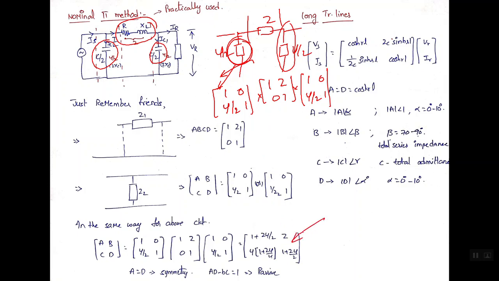Okay, if you multiply this you will get the ABCD parameters. In the exams they will ask, in case of the nominal pi method, what is the value of B, or what is the value of A, what is the value of C, what is the value of D. Like that you may get a chance to be asked the question in competitive exams. In IES these are very important.